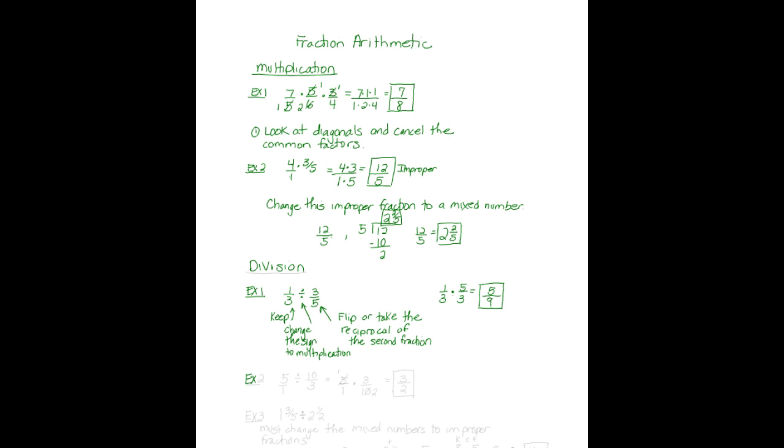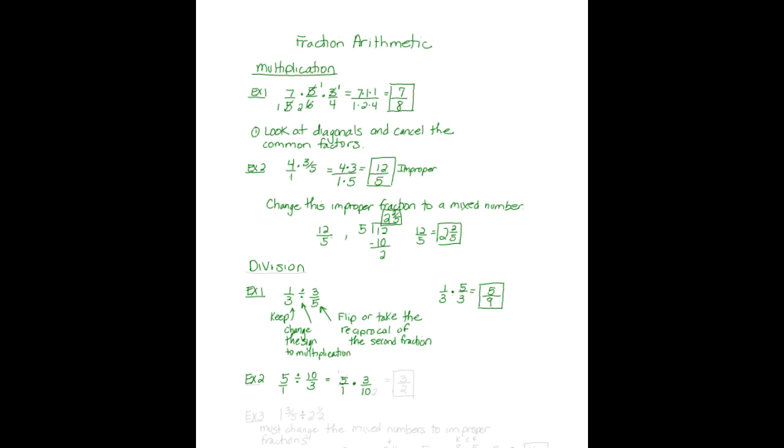Okay, example 2. A whole number divided by a fraction. Here we have 5 divided by 10/3. So we need to make our 5 into a fraction by putting a 1 underneath it. So let's try out our process here now. We keep the first fraction, we change the sign to multiplication, and we flip, or do the reciprocal of, the second fraction. Now we want to simplify by looking at the diagonal.